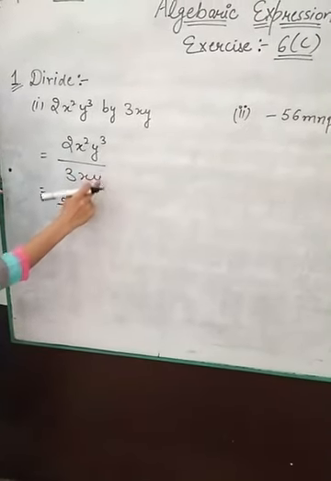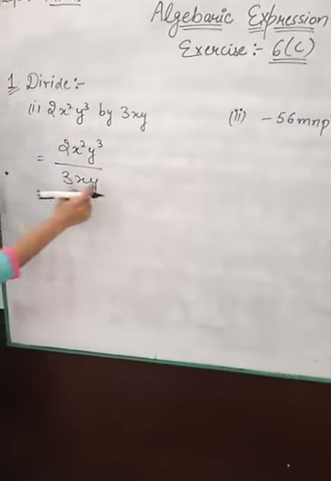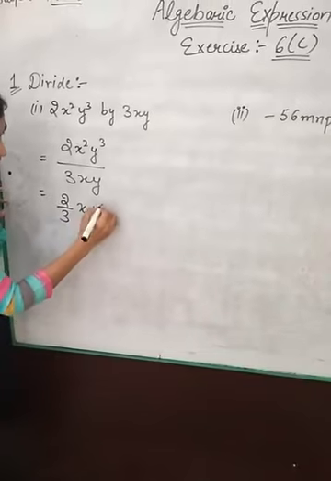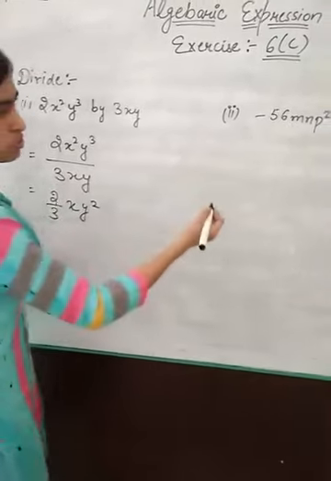Here 3y. Then we can cut one y from these two. We will write here y square. Okay, this is your answer. Now one more question is there.